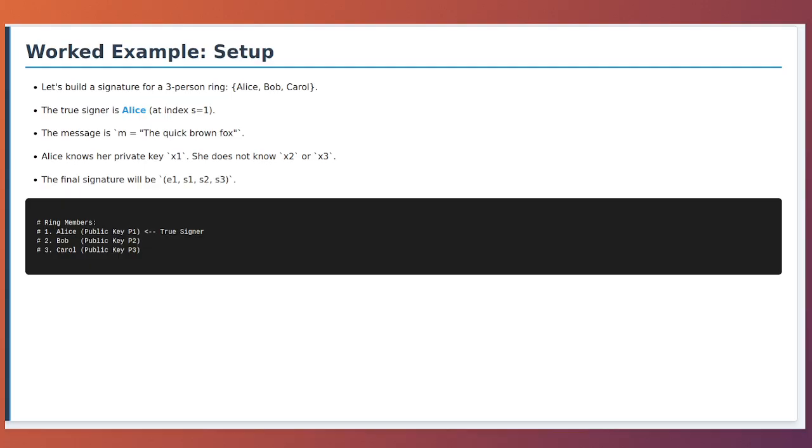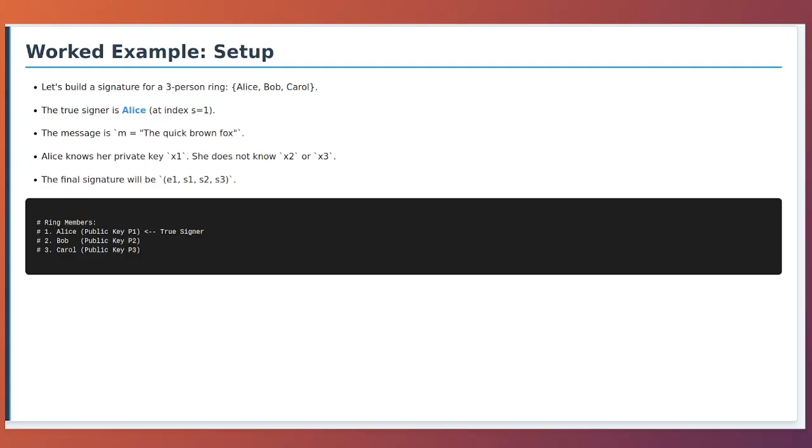Imagine a ring with 3 members: Alice, Bob, and Carol. Their public keys are P1, P2, and P3. Let's say Alice is the true signer, so her position in the ring is S equals 1. The message she wants to sign is "the quick brown fox." Our signature will consist of a starting challenge E1 and 3 responses: S1, S2, and S3. Alice's goal is to produce these values so that a verifier can confirm the signature is valid.